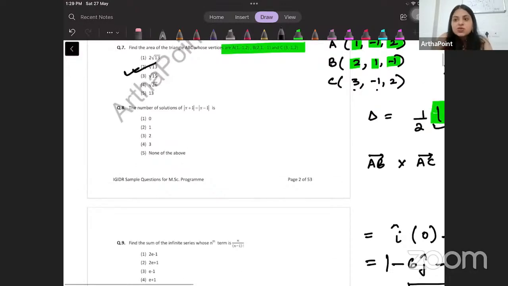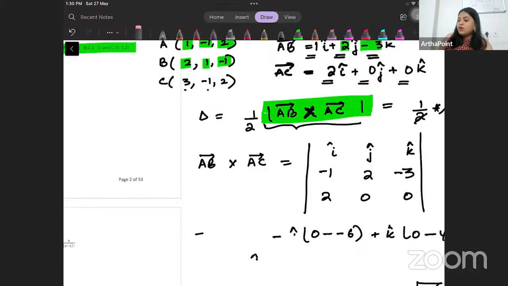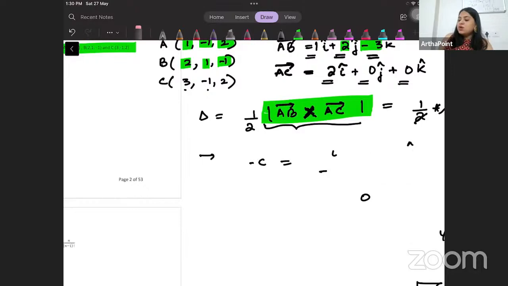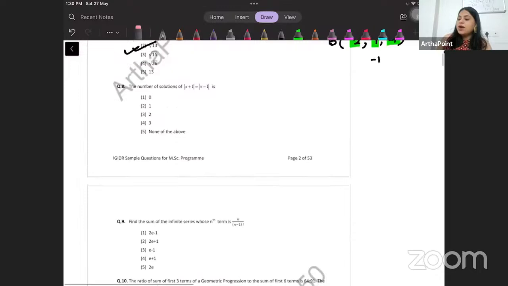Please practice this question again. If you did not understand in one go, no problem. Go ahead and look at the solution again and you should be able to understand it. Practice 2 or 3 more questions based on the coordinate geometry area of the triangle. Okay, beta. Now let's move on to the next question. It says the number of solutions of x plus 1 equal to x minus 1 is.